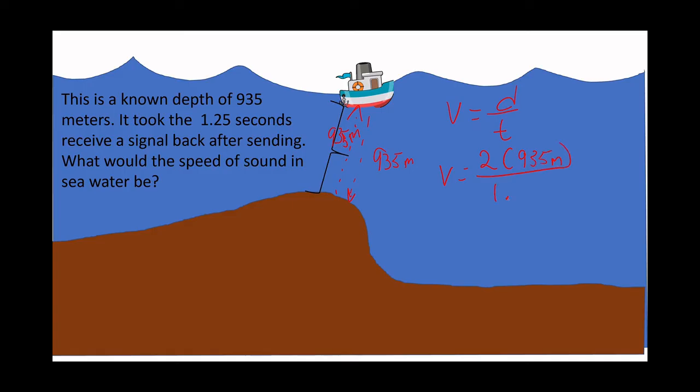So 2 times 935 meters divided by my 1.25 seconds. I get a velocity of 1,496 meters per second.